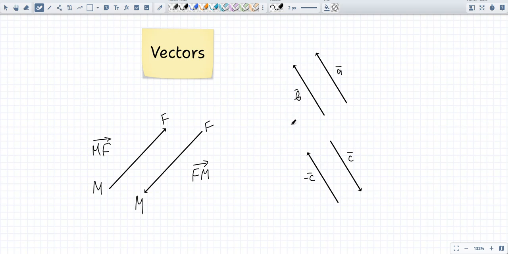Now, let's talk about equivalent vectors. For two vectors to be equal, they must have the same direction and length, and lie on parallel lines. If two vectors, like c and minus c, have the same length but opposite directions, they are called opposite vectors.